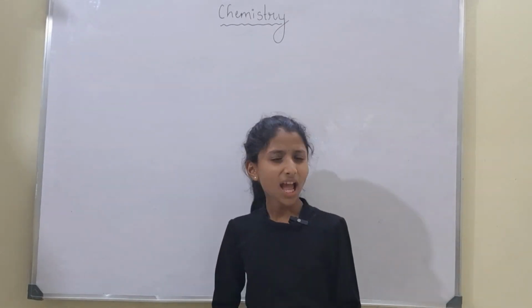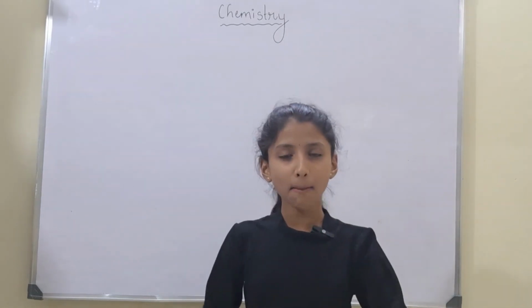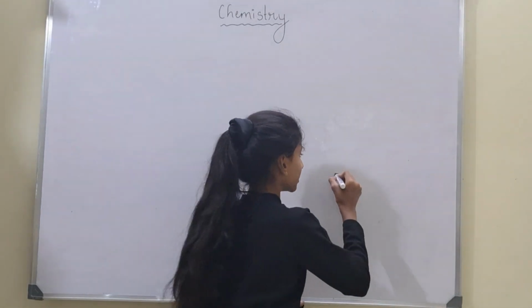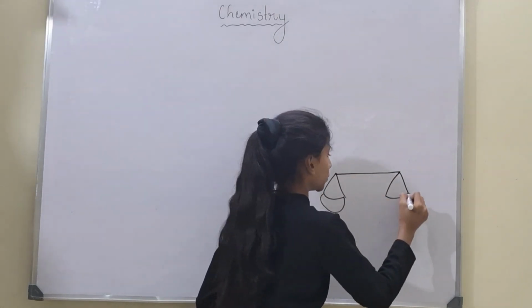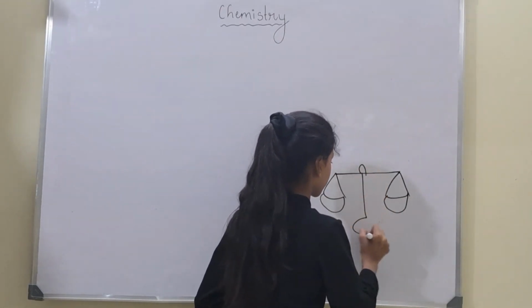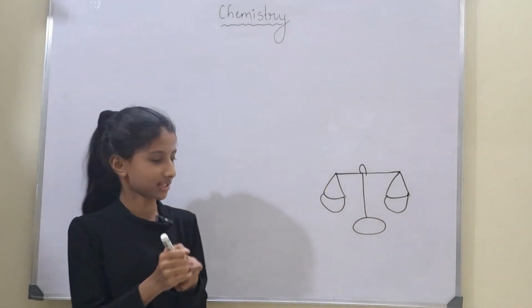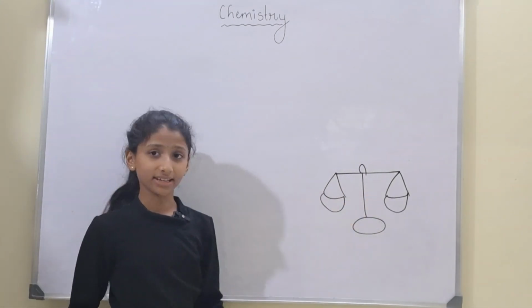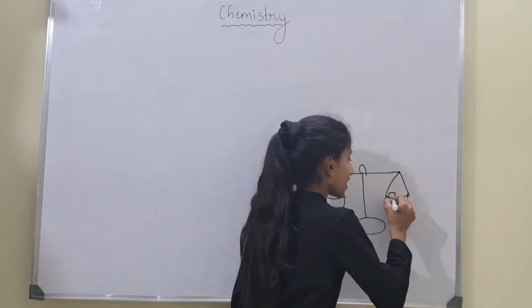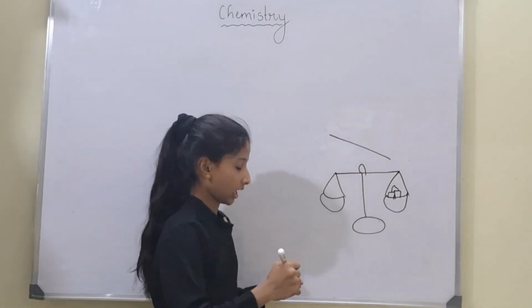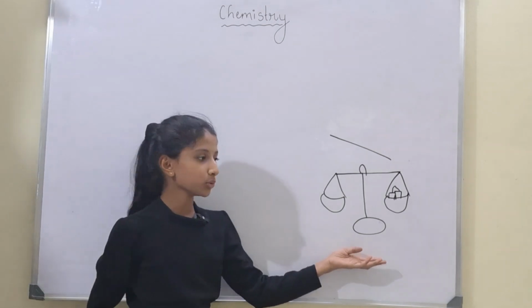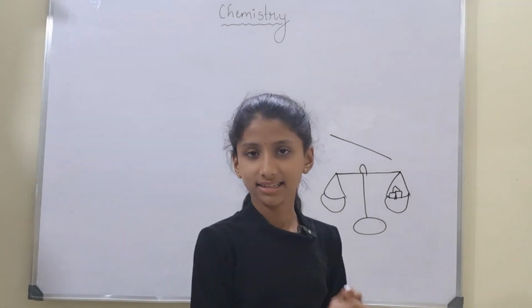Let's begin. First, what do you mean by the term balance? I hope you have seen this. This is a beam balance. It's a traditional way to weigh the mass of certain objects. Now, this is balanced. If I add some more mass to it, it tilts. Okay, now you understood what we mean by balance.